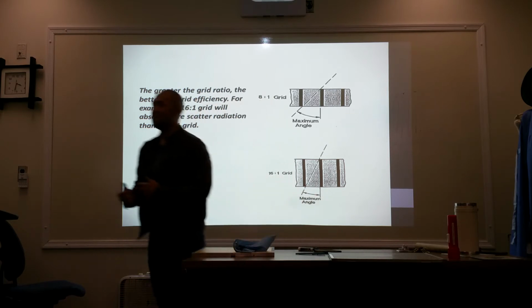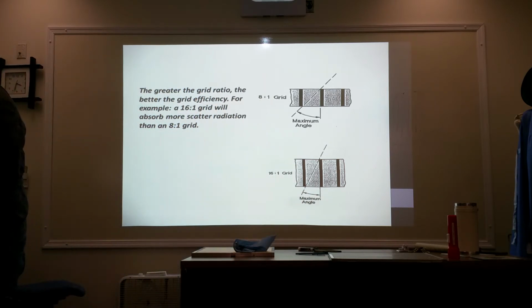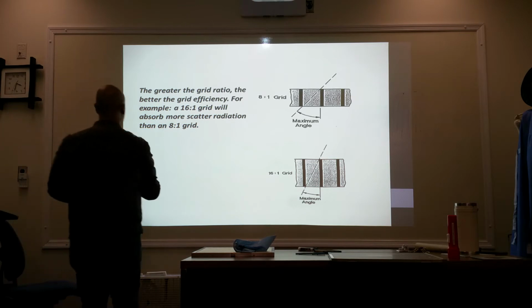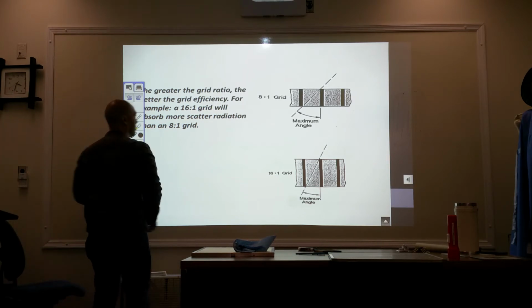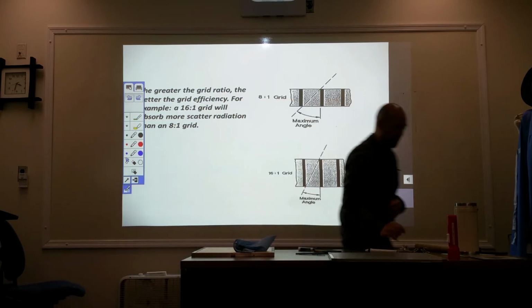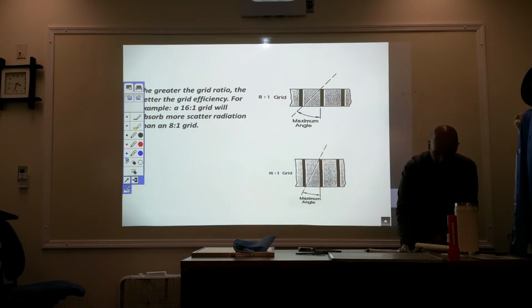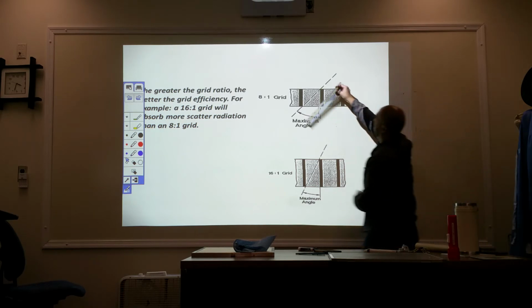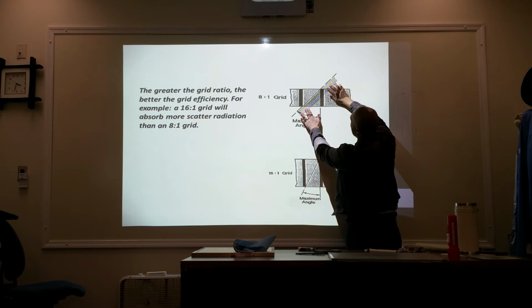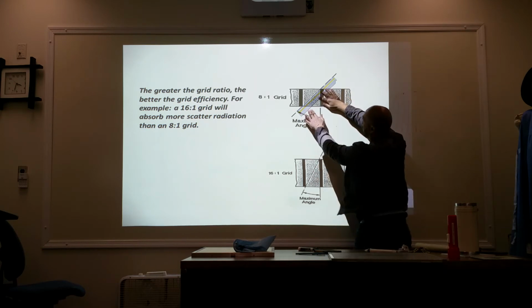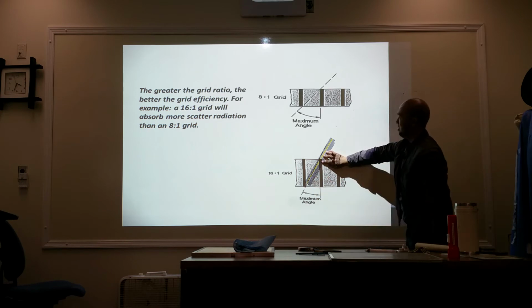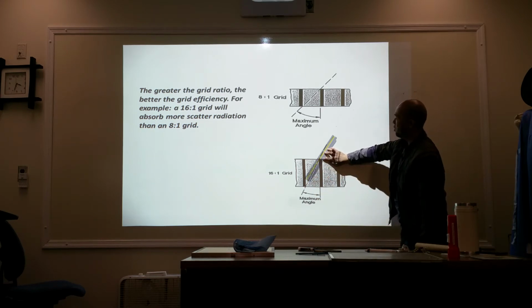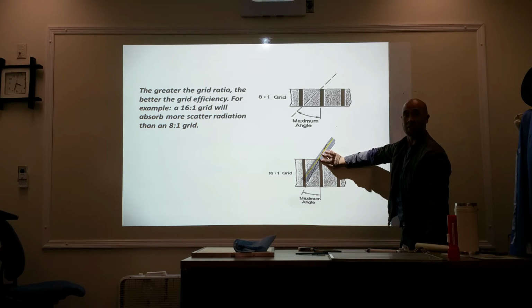What's going to happen is the shorter the strip and the more widely spaced they are, photons that are traveling in an angular direction have a greater chance of going through the strips. Now let's take the same angle with a taller strip. What's going to happen with that same angle? There's a greater chance of it interacting with the lead strips.